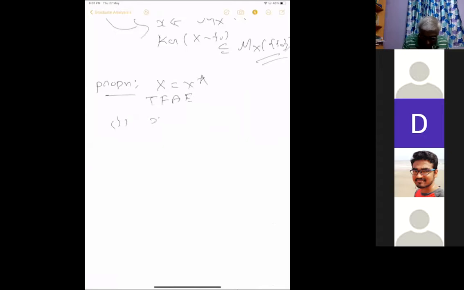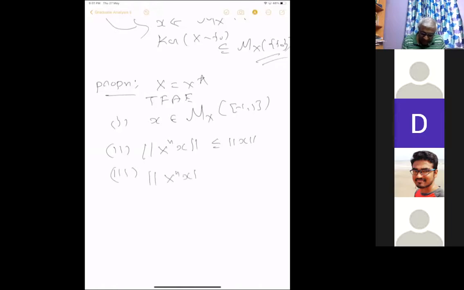One, some small x is in the range of the projection corresponding to the set [-1, 1]. Okay? That is equivalent to saying the norm of x^n x is less than or equal to norm x. That is equivalent to saying this set of x^n x is bounded, or the vectors x^n x are bounded. Okay? So this is a nice criterion. You want to talk about something in the spectral projection for [-1, 1]. That is equivalent to saying some sequence is just bounded. Okay? So that is something very nice.